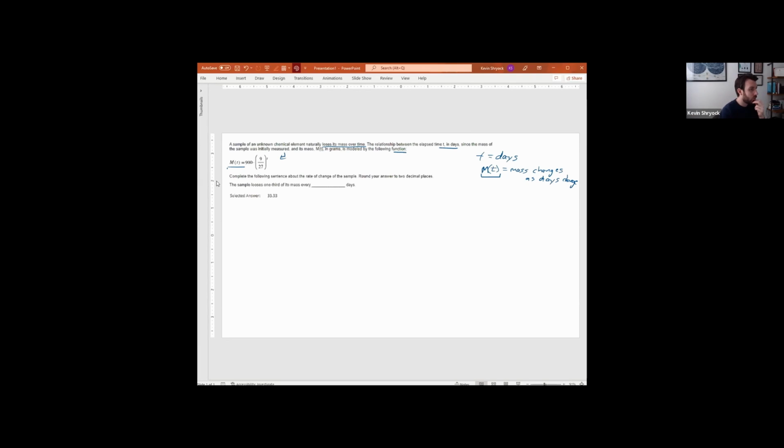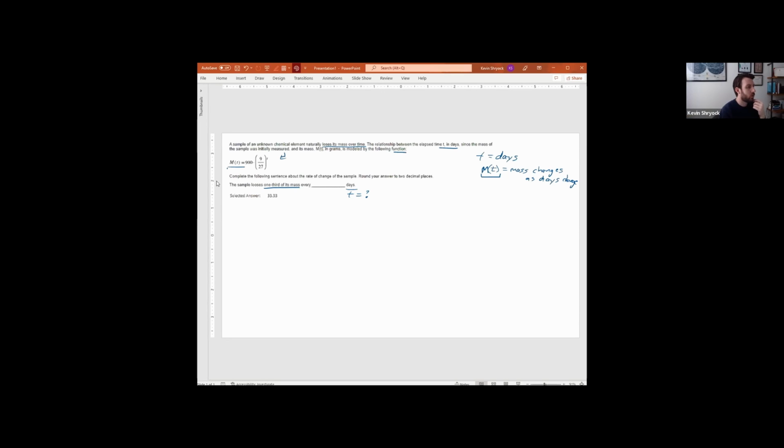Right? Okay. So now we're coming down here. Complete the following sentence: the sample loses 1/3 of its mass every question mark days. All right, so then days means which variable? The T. T, so we're trying to find time. That's what this is asking for. Okay. All right, loses 1/3 of its mass. What's that mean? I don't know how to answer that in that context.